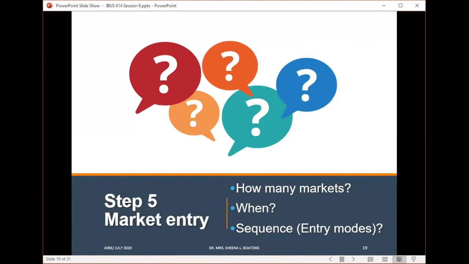Now, the sequence within which you want the market entry to proceed and how many markets you want to enter into determines the kind of entry mode that you choose to enter the market with. We'll discuss entry modes in more detail in our next session. But in today's session, we will do our best to discuss the sequence of entering into markets, and how many markets you decide to enter into will determine the sequence that you choose for that entry.